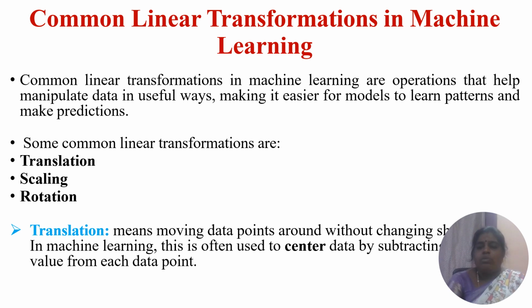Now we will discuss common linear transformations in machine learning. They help to manipulate data in a useful way, making it easier for models to learn patterns and make predictions. Some common linear transformations are translation, scaling, and rotation. First one is translation. A translation simply moves every point by a certain amount horizontally and a certain amount vertically.